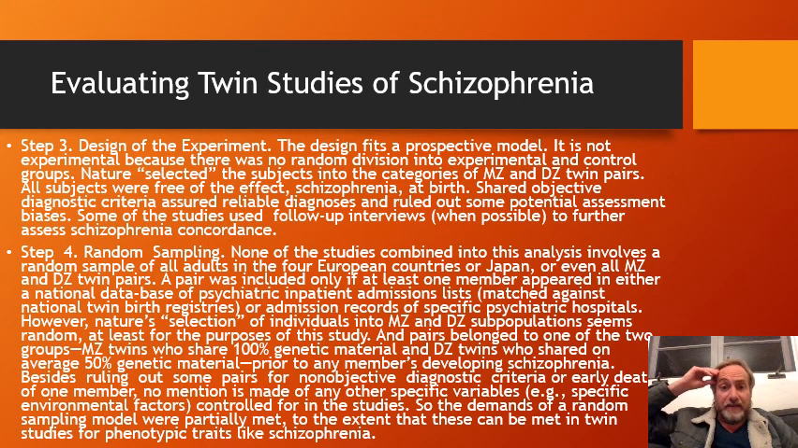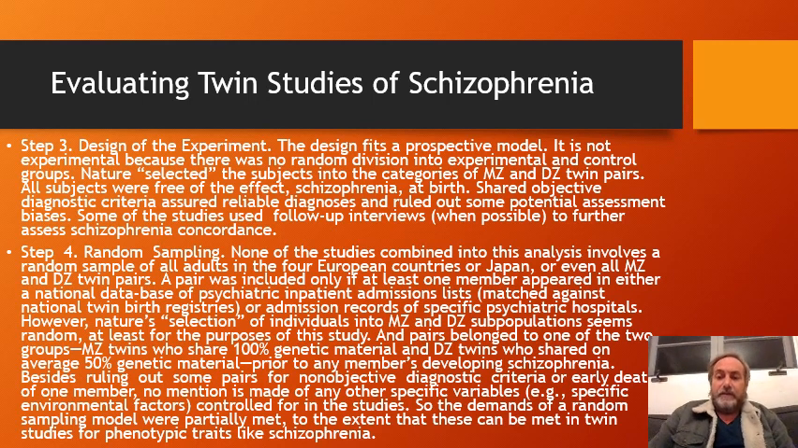Okay, so step three, the design of the experiment. Here you just pick out what sort of design we're dealing with. Is this a randomized experimental model or is this something else? This one's clearly a prospective model. We've been talking about this. It's not experimental because there's no random division into experimental and control. Instead, these groups were sort of selected by nature, and the groups are the MZ and the DZ twin pairs.